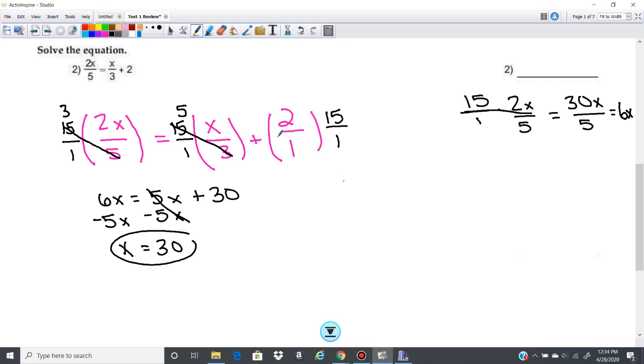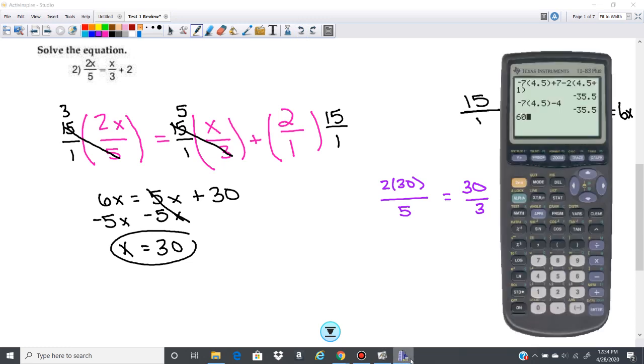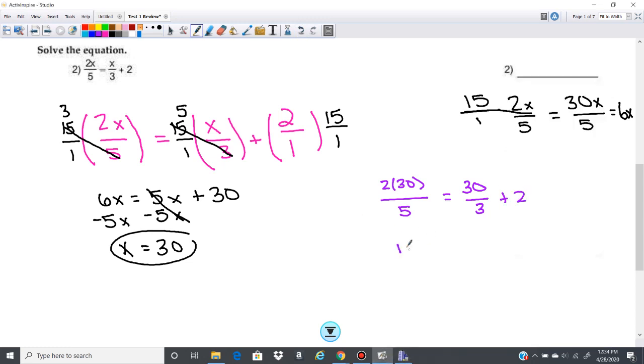And then you can go ahead and check that. So 2 times 30 over 5 should equal 30 over 3 plus 2. So let's see. 2 times 30 is 60. 60 divided by 5 is 12, not 15. Sorry about that. And then 30 divided by 3 is 10, plus 2 would give me 12. So I get 12 equals 12, and it works out.